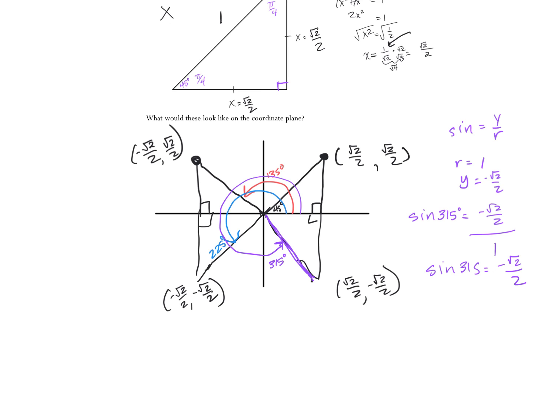Negative 0.707. All right, guys, do me a favor. Type negative square root 2 divided by 2. Same thing. You get the same answer, because that's what the sine of 315 degrees is. Is everybody with me?